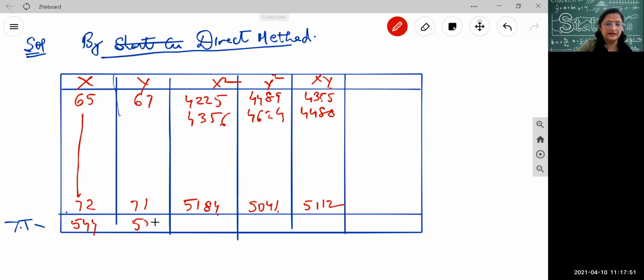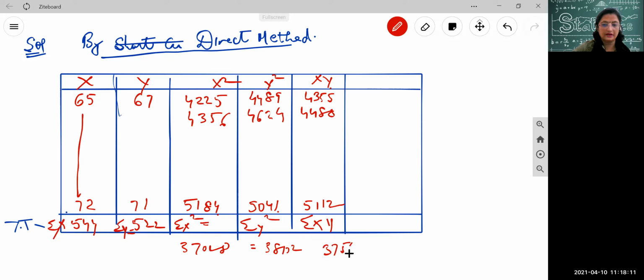Right? Then I'm writing the sum here. This is summation of x. This is summation of y. This is summation of x square. And this is summation of y square. This is summation of xy. And when this comes out to be 37028, then it is 38132. Then it comes out to be 37560. Right? So rest of the calculation we will do after the table.